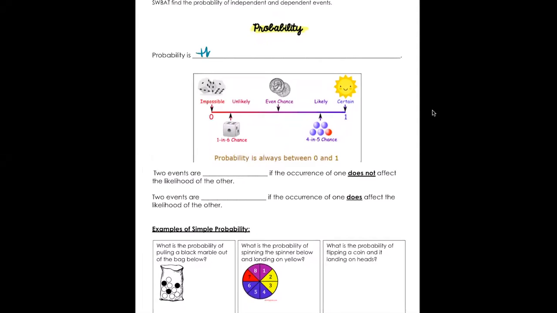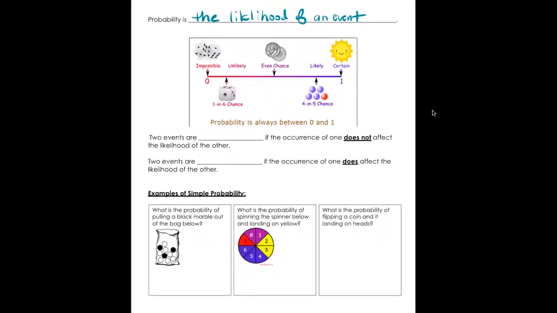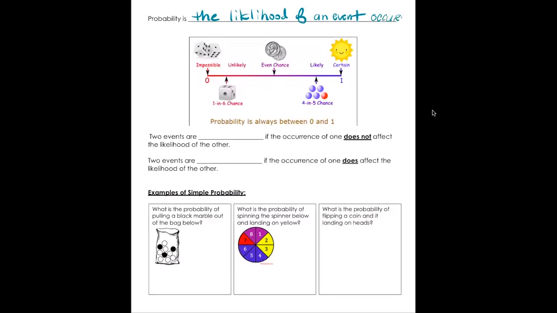Probability is the likelihood of an event occurring. The likelihood of an event occurring. Probability ranges from 0 to 1. So draw a number line going from 0 on one end to 1 on the other.